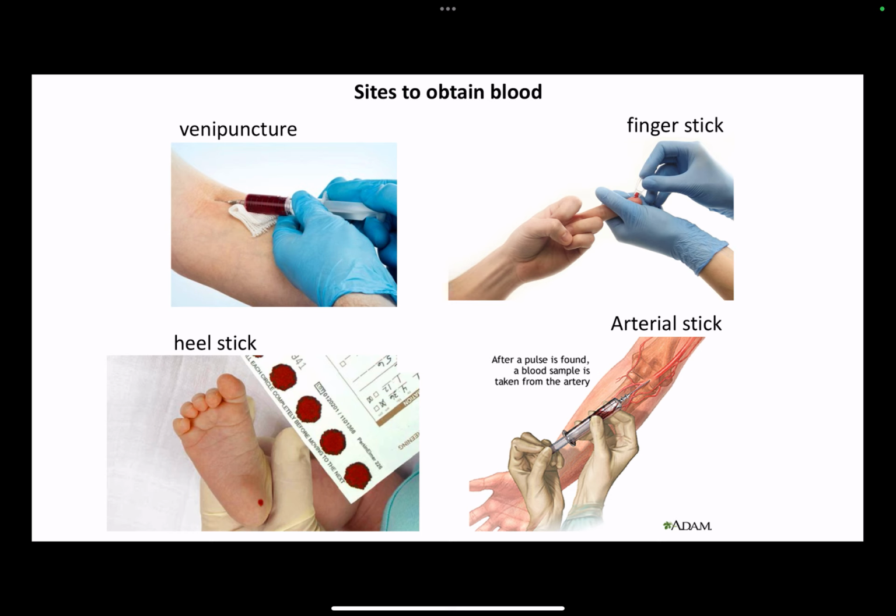And then our arterial stick, not every phlebotomist can do an arterial stick. You have to be specially trained to do an arterial stick because that's a much higher pressure vessel, and it's usually used to test levels of our respiratory gases.